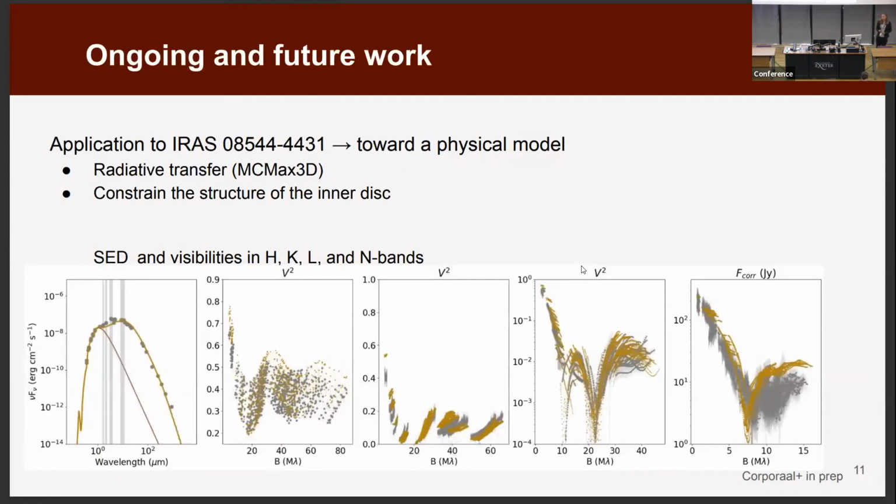So we need to go toward a physical model to understand all physical processes in a disk. So this is my ongoing work. I'm trying to constrain the disk structure of disk targets using radiative transfer models. I show here the currently best fitting model, the results thereof with the data in gray and the best fitting radiative transfer model in yellow.